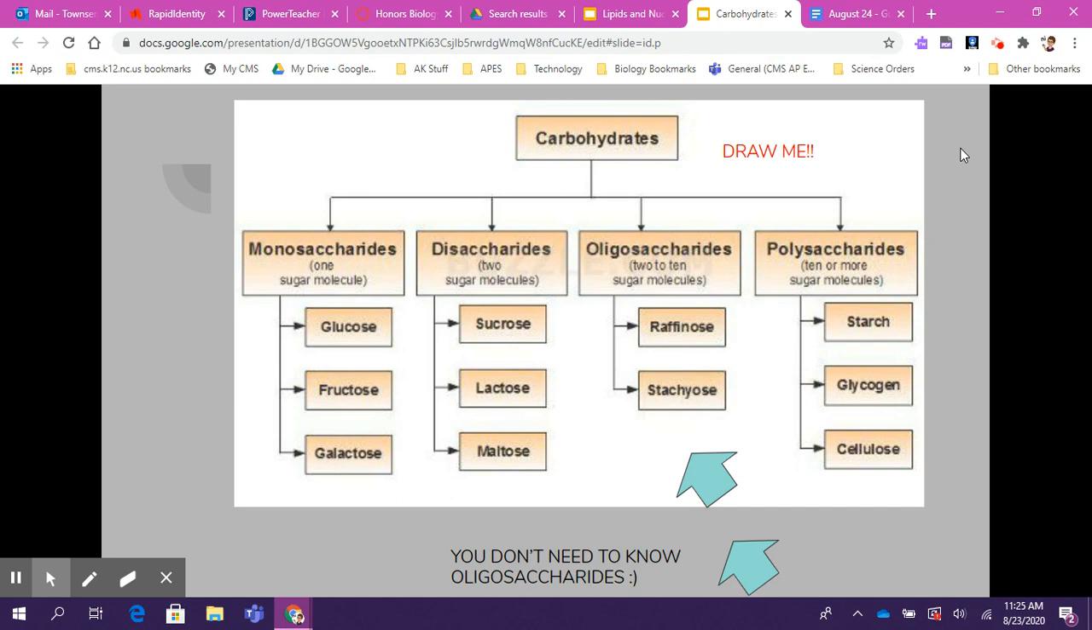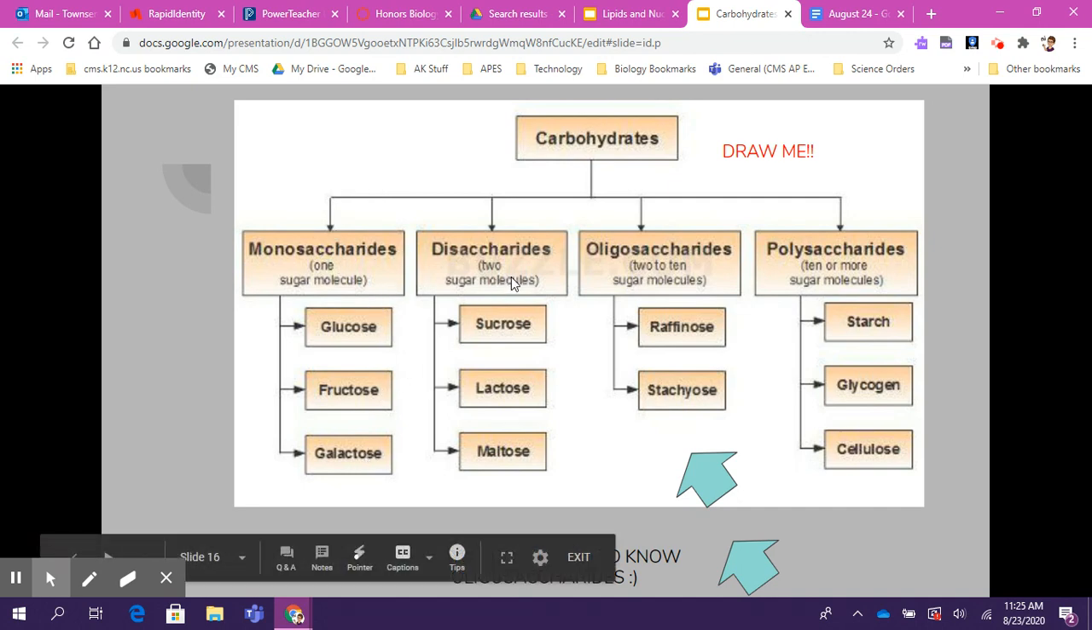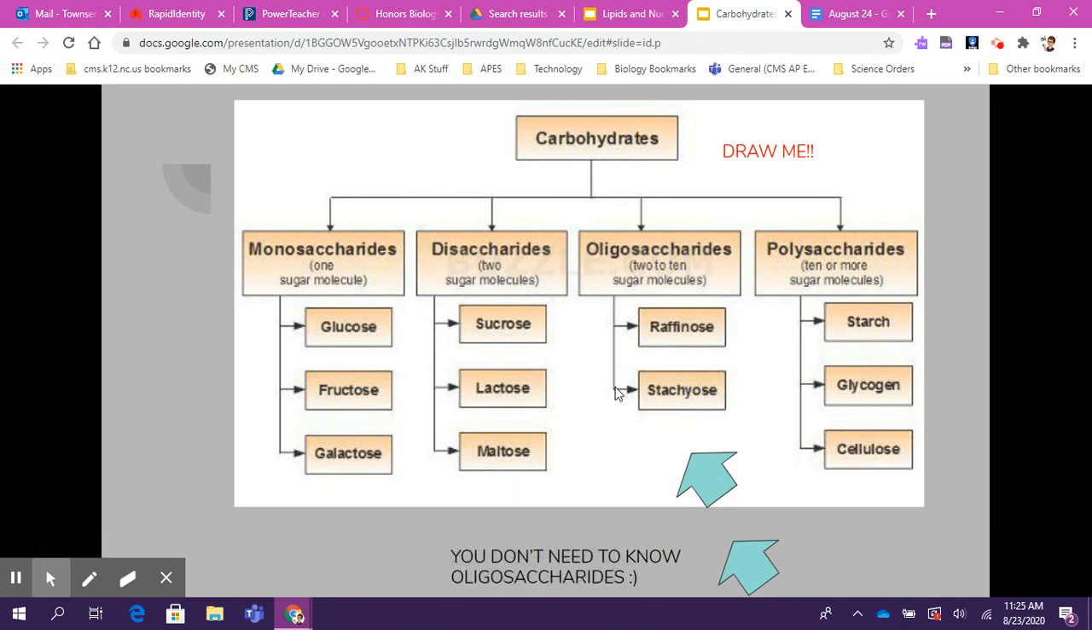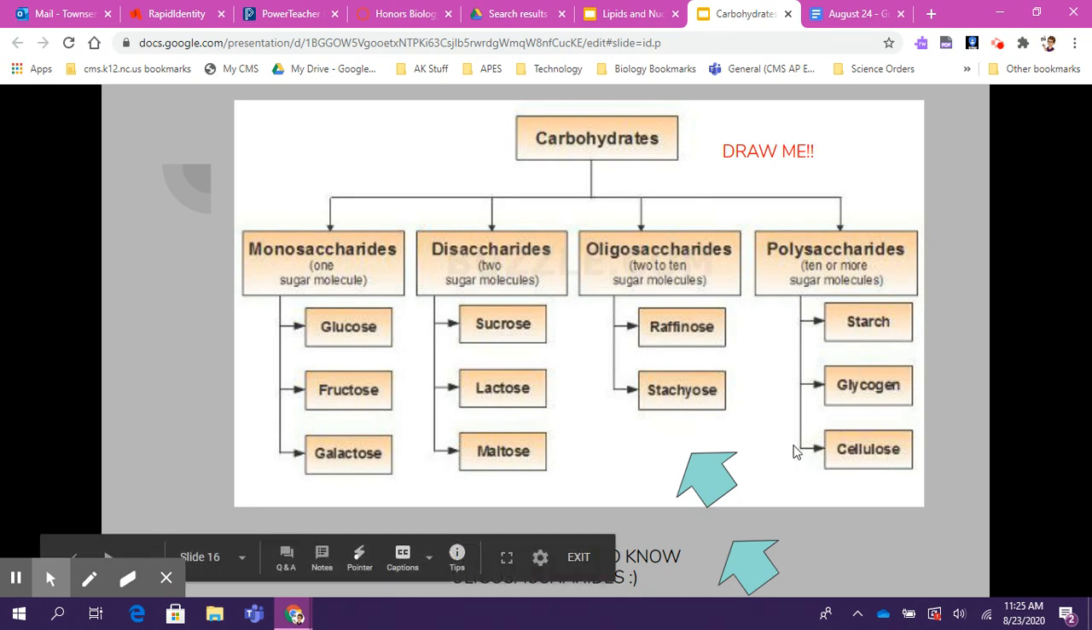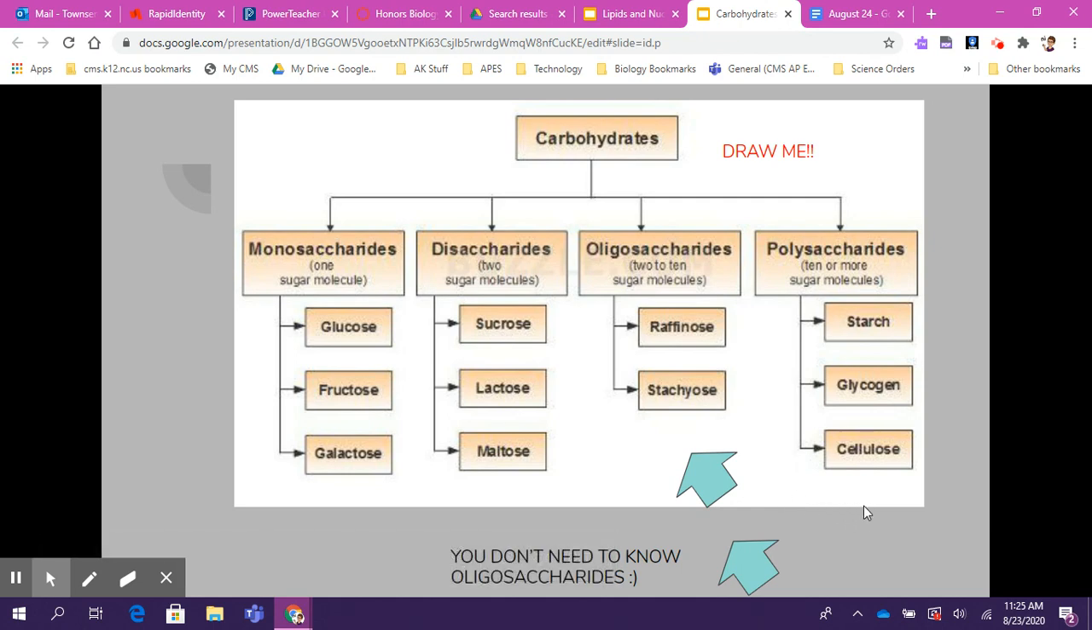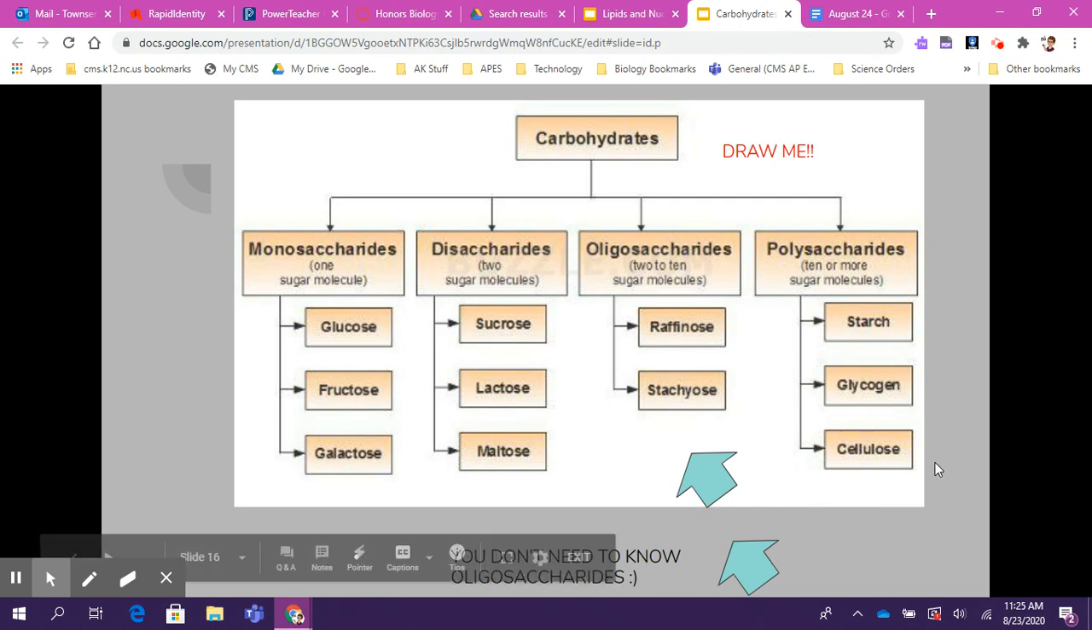And then this is a nice flow chart, okay? Carbohydrates can be broken down into monosaccharides: glucose, fructose, galactose; disaccharides: sucrose, lactose, maltose. Don't worry about oligosaccharides, but polysaccharides would be starch, glycogen, cellulose, and you may want in your notes to draw one more arrow. I apologize, it's not on this. That would be chitin. And now you're done.